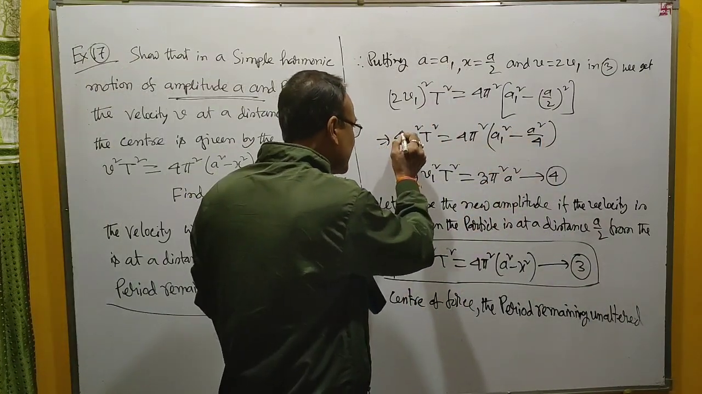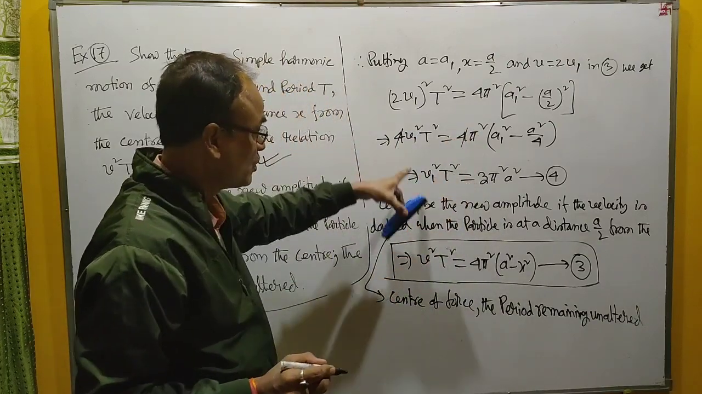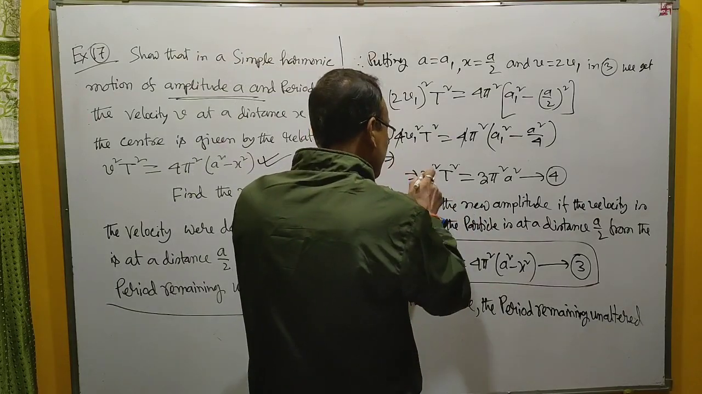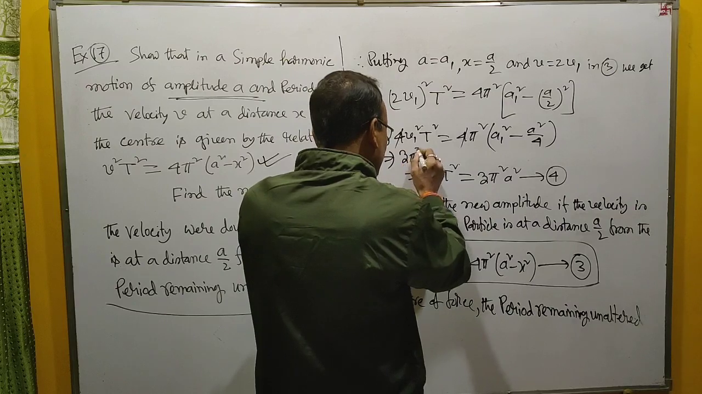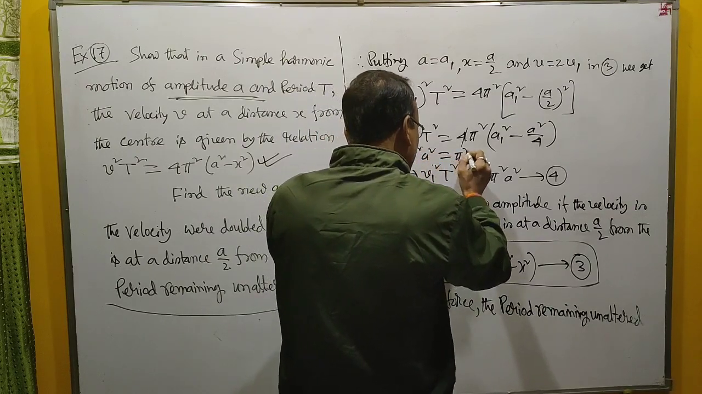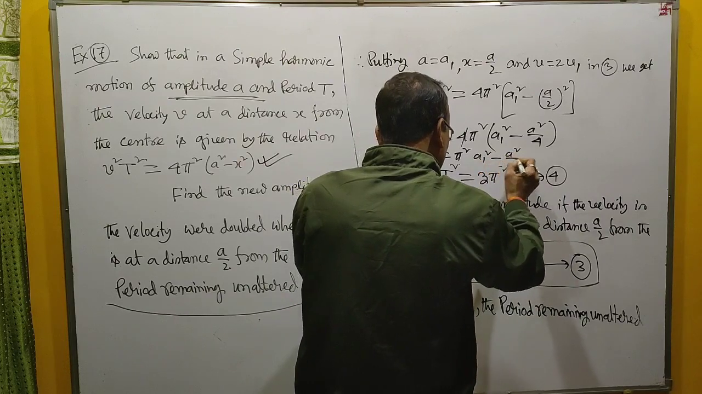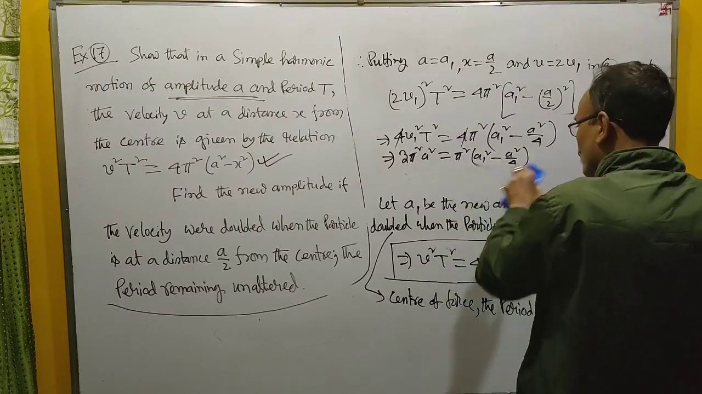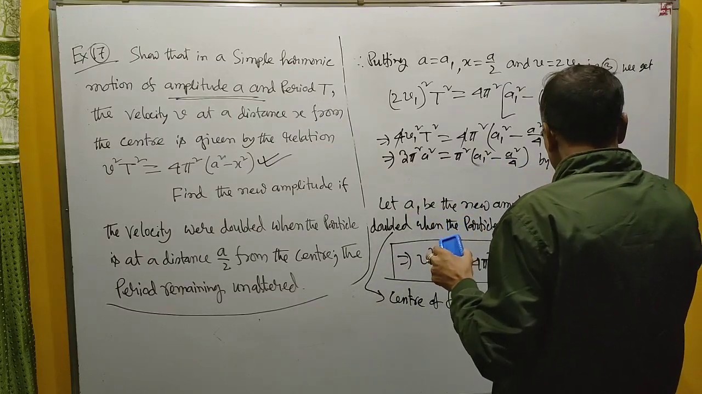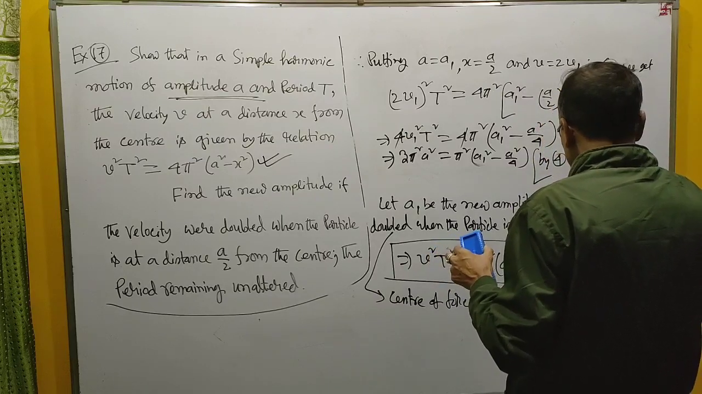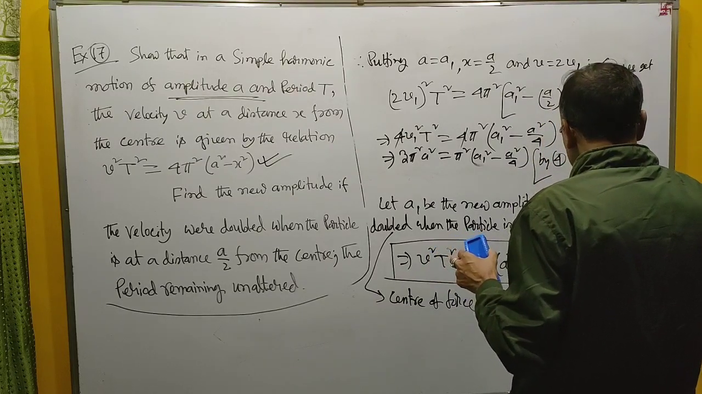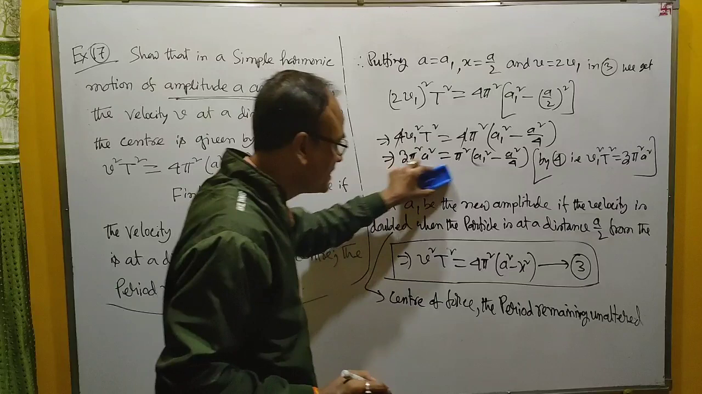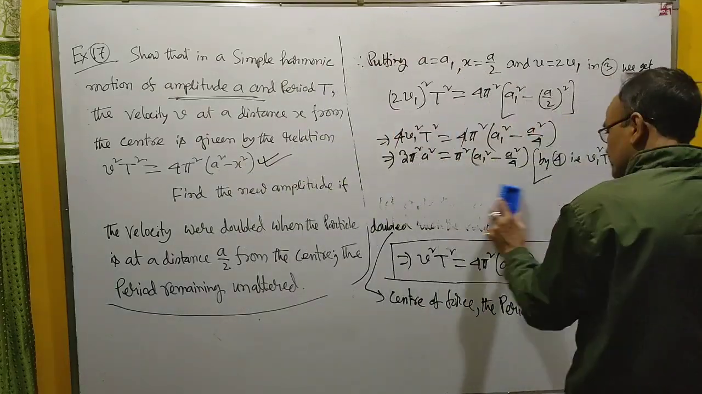Now this 4 will be cancelled. V1 square T square is equal to thrice pi square A square, equal to pi square into A1 square minus A square divided by 4. Putting V1 square T square equal to thrice pi square A square.